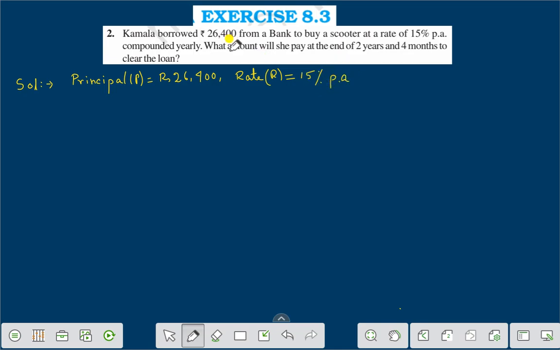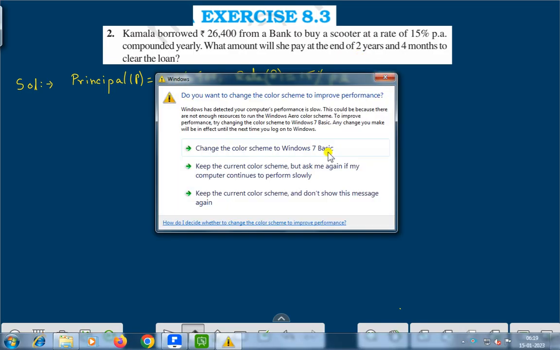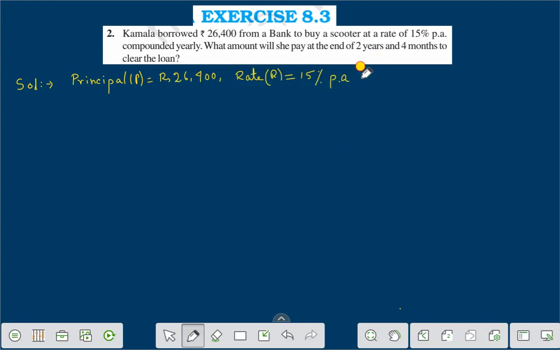First I will find the amount for 2 years, that is, n is equal to 2 years. After that we will find simple interest for 4 months, right? First of all we find the compound interest for 2 years.